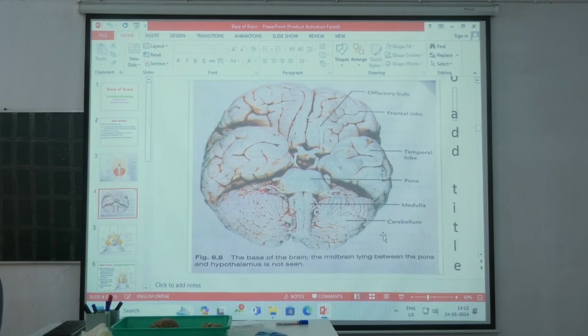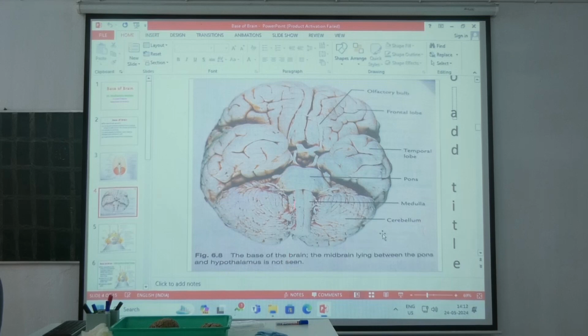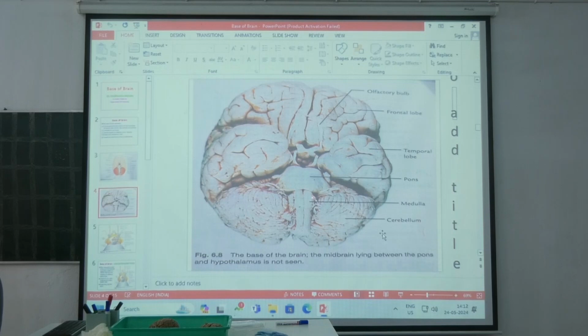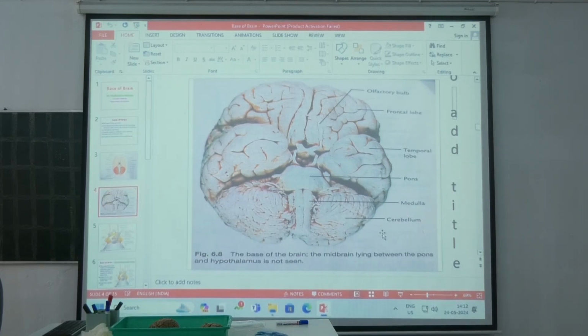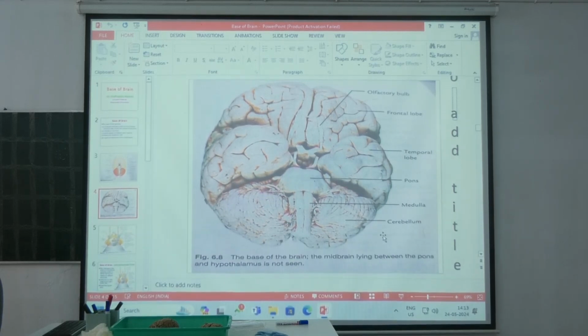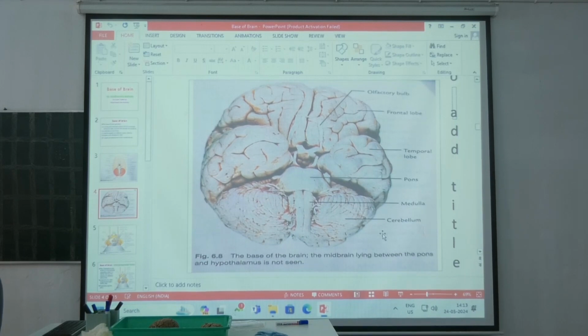Now this is the pontomedullary junction. Here is the pyramid just lateral to the midline. These are the pyramids. Here are the olives. In between the pyramid and olive are the hypoglossal rootlets. Above the pyramid will be the abducens nerve. Lateral to it will be the facial and vestibulocochlear nerves. And lateral to the olive will be the glossopharyngeal, vagus and spinal accessory nerves.